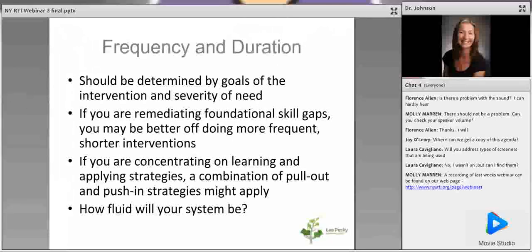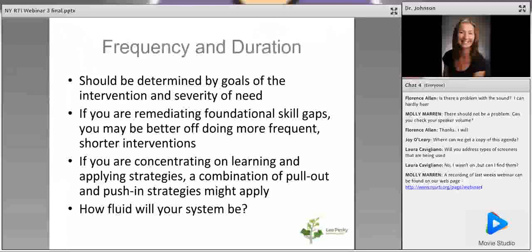If you're concentrating on more learning strategies, so those would be things like organizing assignments and taking notes, those kinds of study skills and organizational strategies, you might look at a combination of pull-out, right? So pull-out time where I can actually teach the strategy, and push-in time where I can actually help the students transfer what I taught them in pull-out into the general ed setting. Okay?